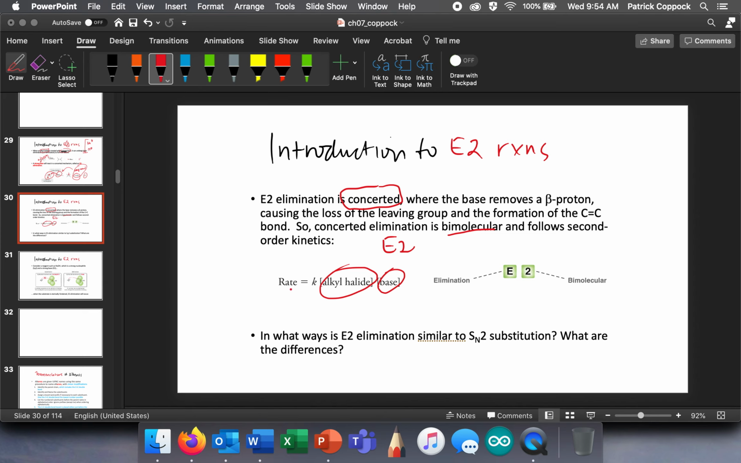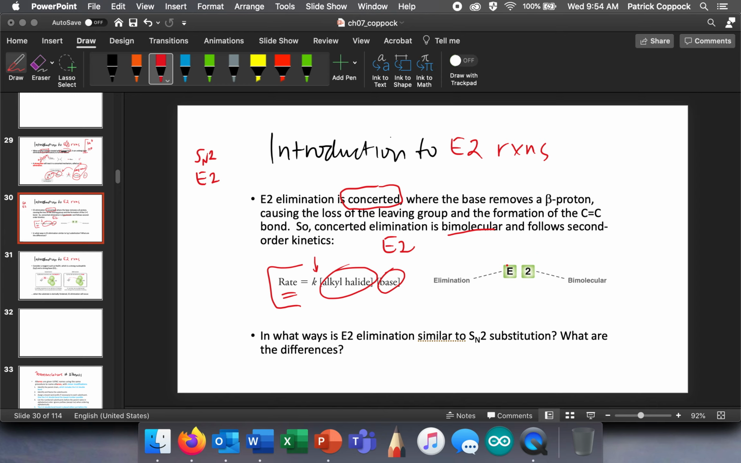SN2 also follows second order kinetics. We talked about SN2 in the previous conversation. Now we're talking about E2, but they both follow this rate law. The rate is equal to k, which is measured experimentally, times the concentration of the alkyl halide, times the concentration of the base. You wouldn't know that necessarily, but we do in lab, in Chem 2, where we solve for k by measuring rates of particular reactions and altering the concentrations.